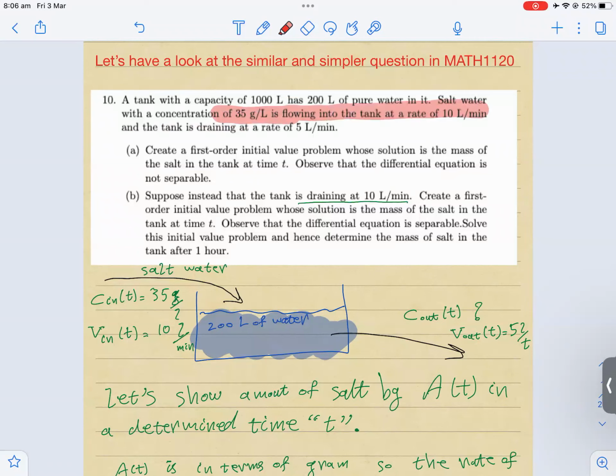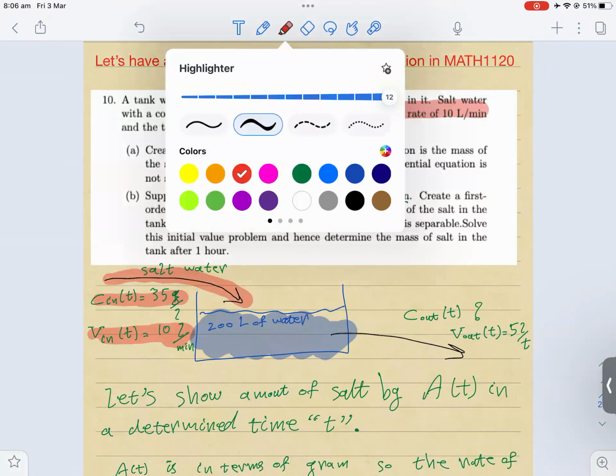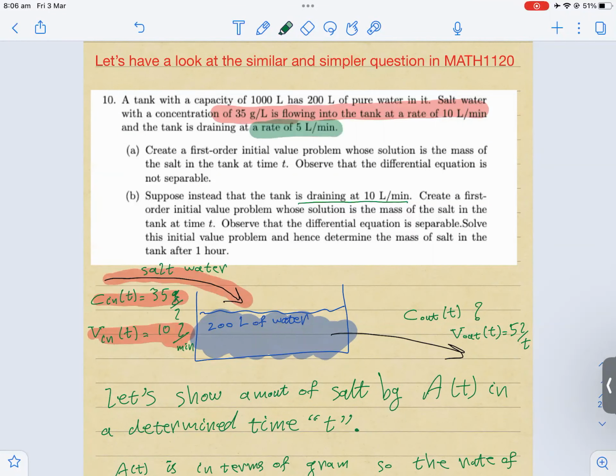with this speed, which I have shown here. As I can show here, the information, and it goes outside with this speed, 5 liters per minute. I have shown it here. The concentration is unknown for us, but we can get it.